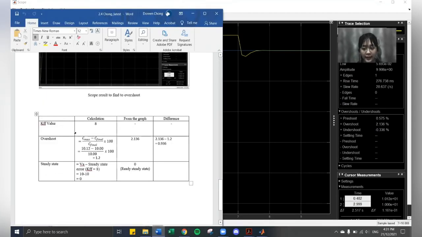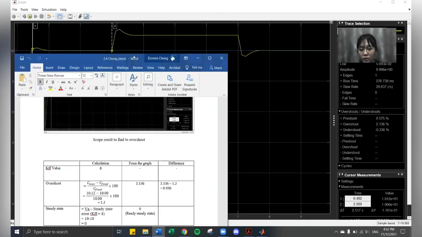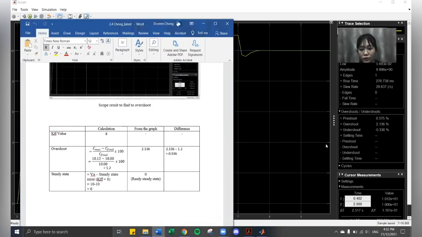Then we do the calculation for the overshoot. The overshoot calculation formula is C max minus C final, over C final, times 100, and then we will get 1.2. From the scope graph here, we get the overshoot value of 2.136. Then we subtract the graph value minus the calculation value, and we get 0.936. And then for the steady state, we get 10 minus 10, which is 0. The steady state from the graph is also 0.